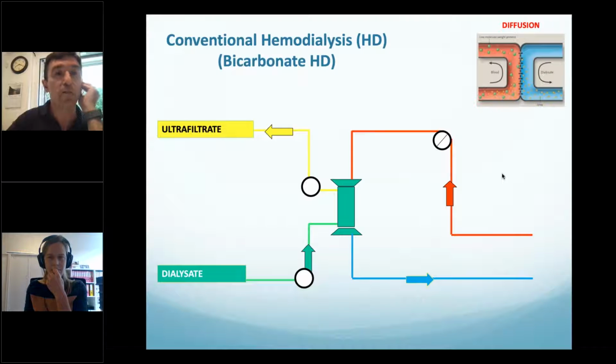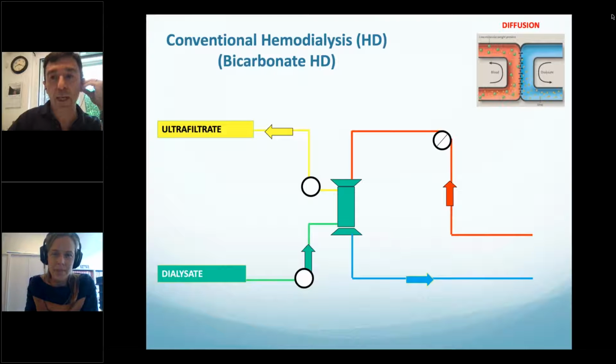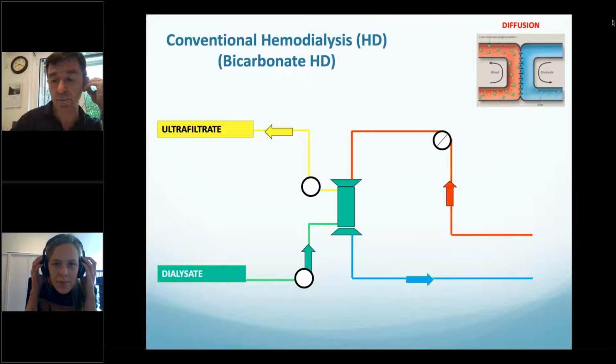Diffusion is used in conventional hemodialysis, also known as bicarbonate dialysis, which consists in a standard extracorporeal circuit and in a dialysate circuit, which goes countercurrent compared to the blood. So in the filter, we have the membrane, which separates the blood and dialysate compartment. And all these substances, smaller than the pores, can move from one side to the other according to their concentration.